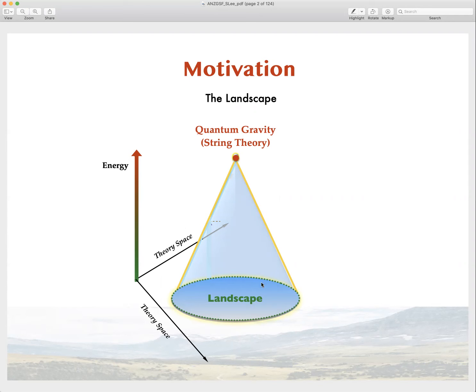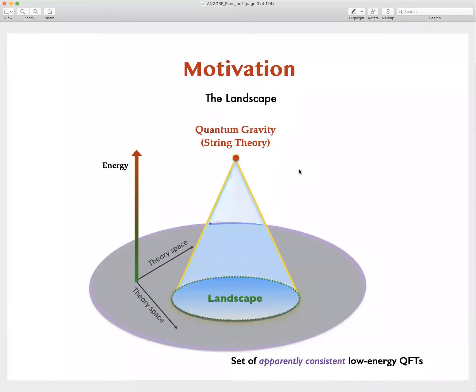So by construction, every theory lying in this low energy landscape has a UV completion into quantum gravity, here string theory. On the other hand, it turns out that there are many apparently consistent low energy QFTs, which nevertheless cannot be completed into quantum gravity. And the set of those incomplete theories is known as the Swampland. Now, such a division of the theory space would not be too useful unless we could come up with concrete practical criteria by which theories in the landscape can be distinguished from those in the Swampland.